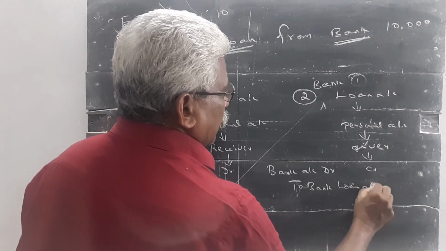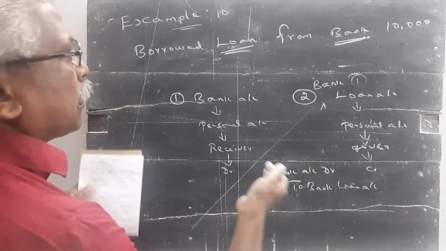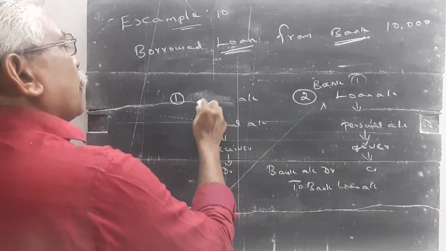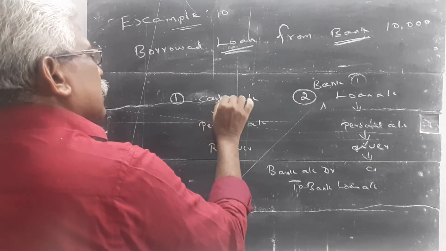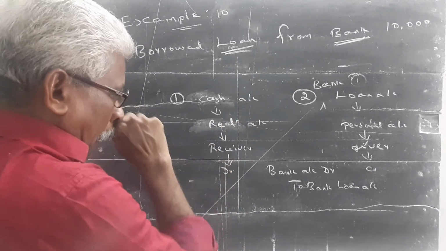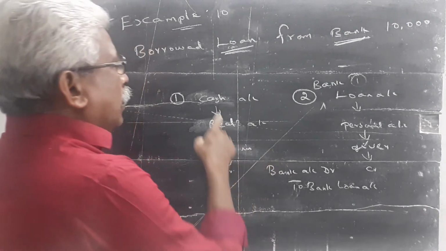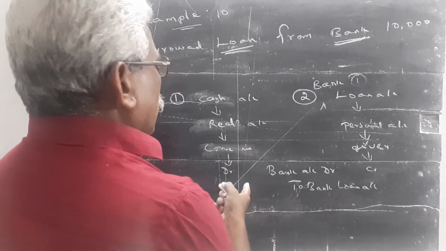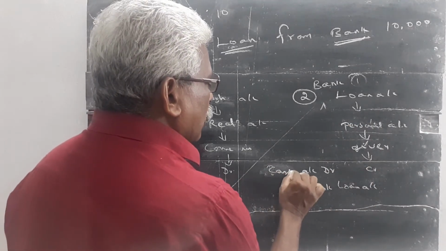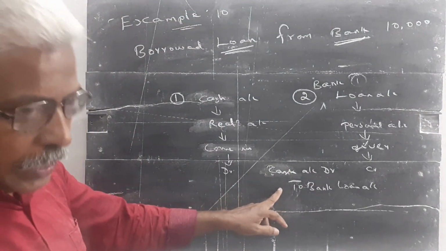I think you are confused about this question. When we do the problem again and again, we can easily understand this procedure. Instead of bank, we can write the word cash also. If you write cash, automatically cash is the real account. Cash comes in our hand. Debit what comes in, credit what goes out. Instead of bank, we can use the word cash also. It is also correct: cash account to bank loan account. This journal entry is also correct.